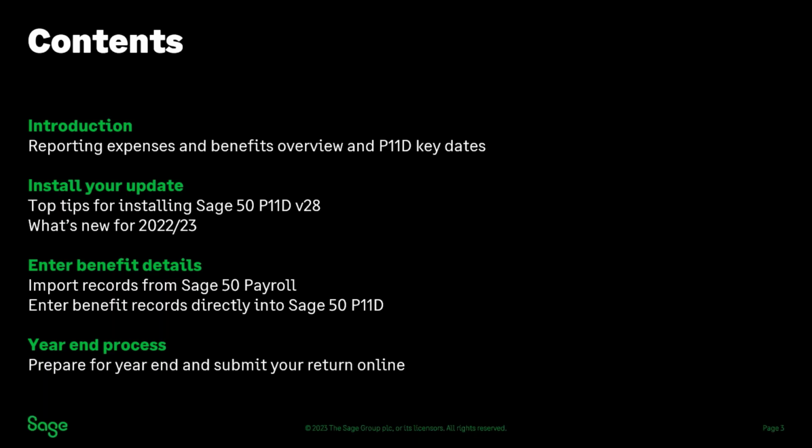And then we're going to take a look at the year-end process. So we'll have a look at all of the steps for preparing for year-end, producing your P11D and P11DB, and then submitting your year-end return online using the new improved Internet Submissions module. So all of this should take approximately 45 minutes, and we'll aim to stick around a little bit at the end as well to give you that chance to ask your questions.